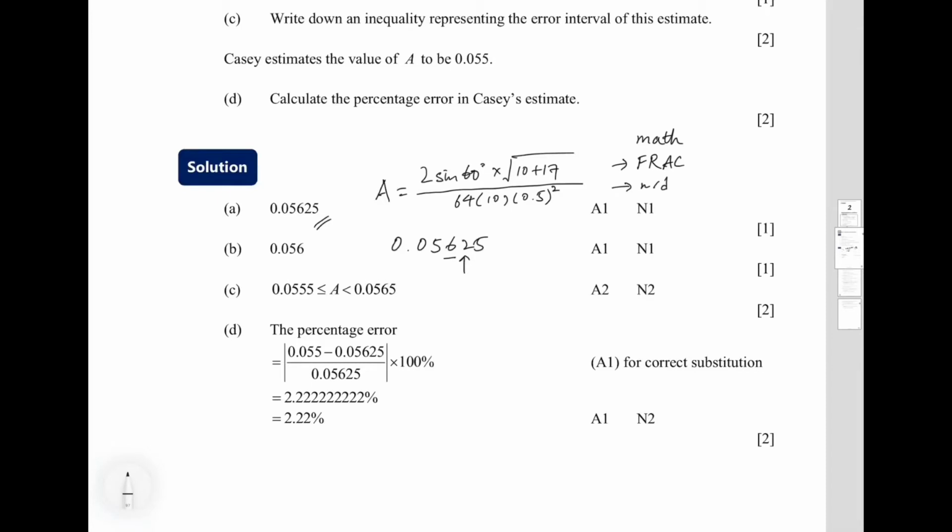Then we have to look at the next digit, which is 2. So 2 is less than 5. That means we don't have to add 1 to the digit 6. That means the answer would be 0.056, and we don't have to write down the 2 and 5.